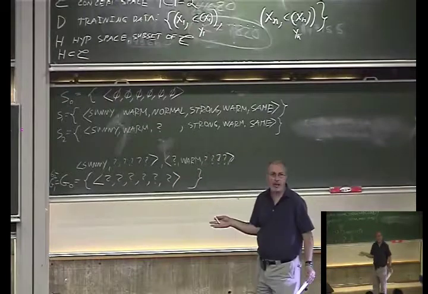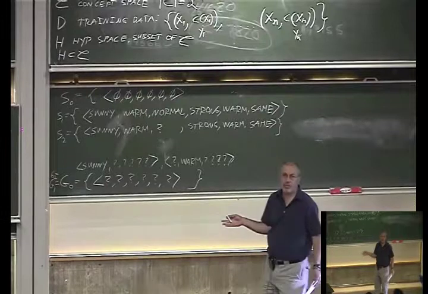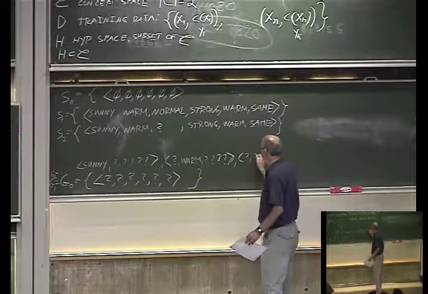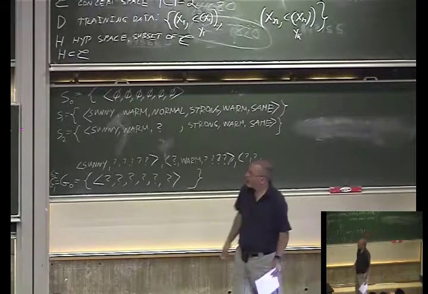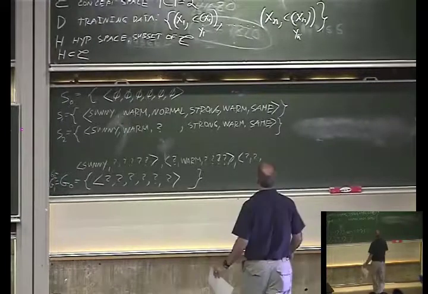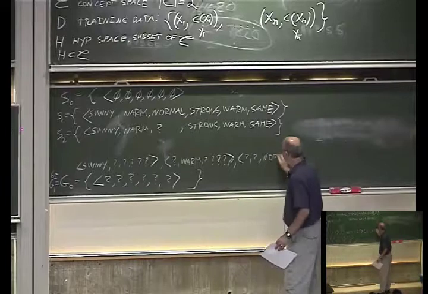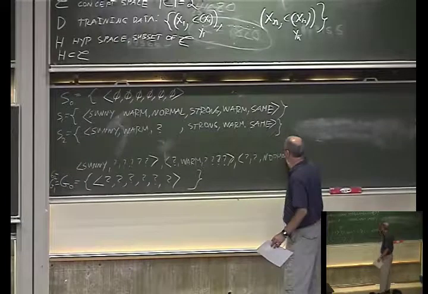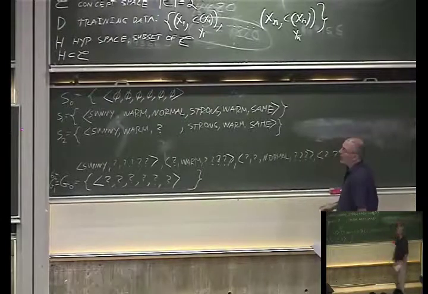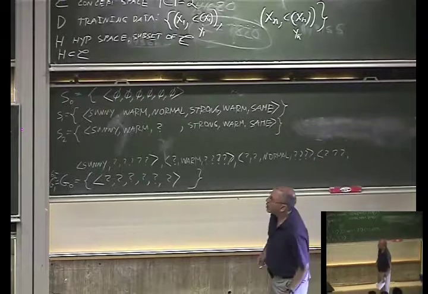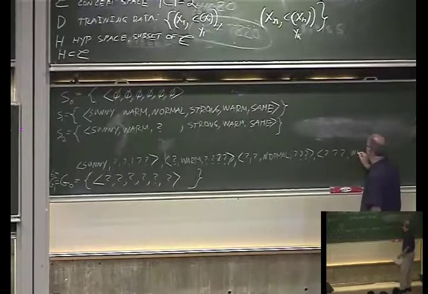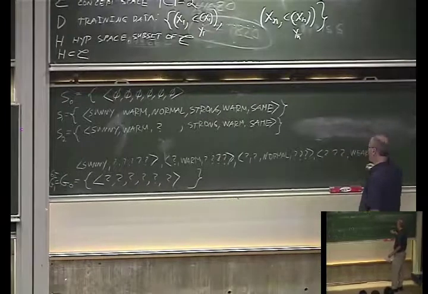Well, we can do it with all 6 attribute positions, right? So the third one would be don't care, and then under humidity, because it says high there, we should say normal. Now we have 3 more question marks. And the 4th one, wind is strong, so we will make it weak.